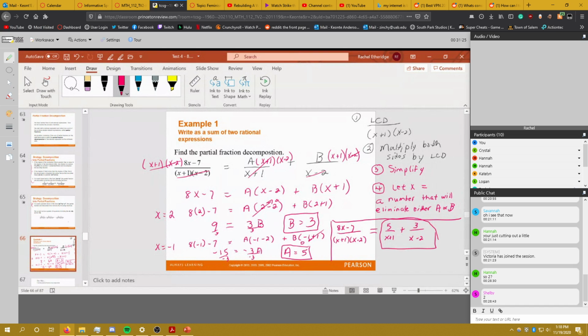Now, when you're doing your practice problems in your textbook or some of your problems in MathHub, it might just ask you to find A and B. So you wouldn't have to write out the partial fraction decomposition. But if it asks for it, then you just type it in like that as a fraction, a partial fraction.